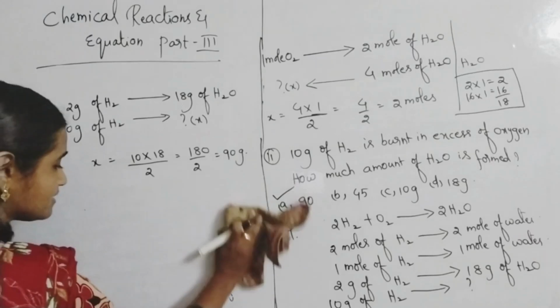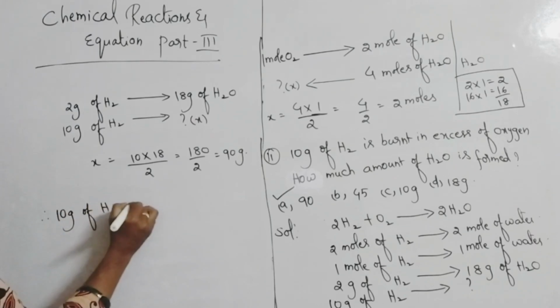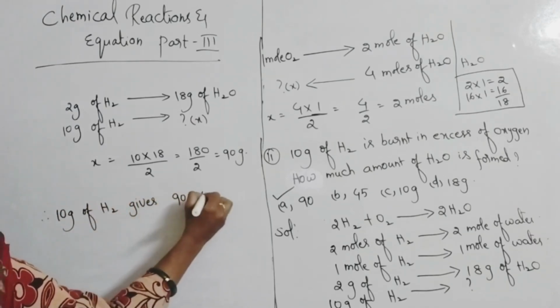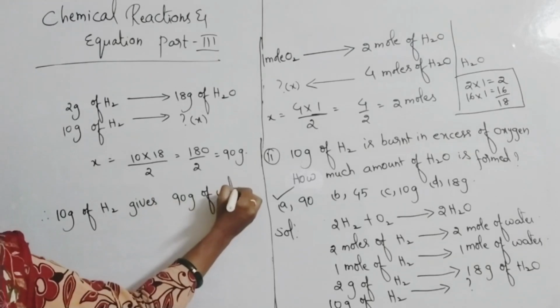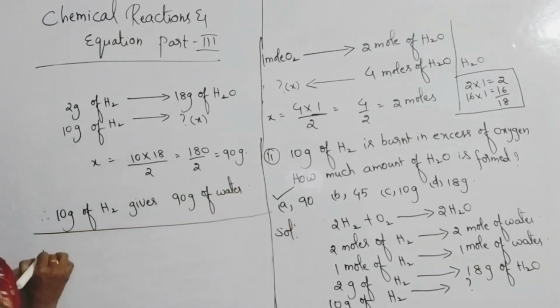That is your answer. Therefore 10 grams of H2 gives 90 grams of water. This is your answer. Okay, so like that you will be getting certain questions. Now let us move on to the 12th question.